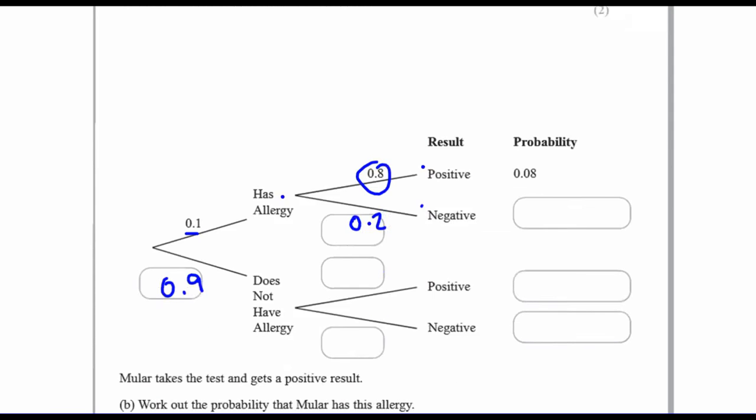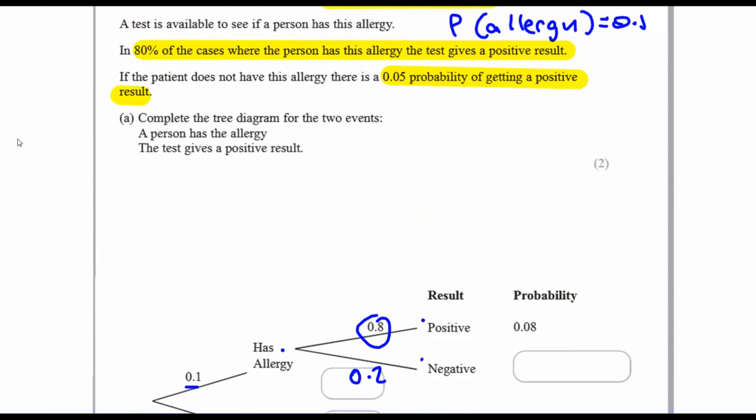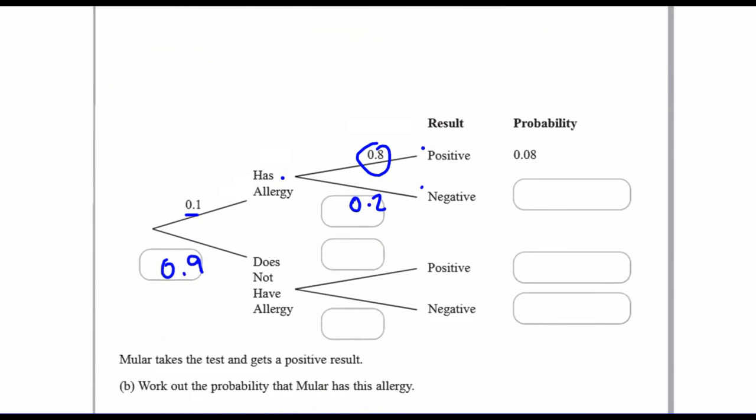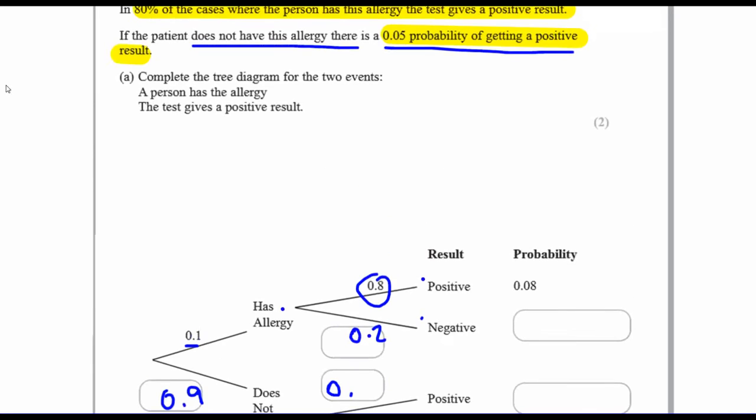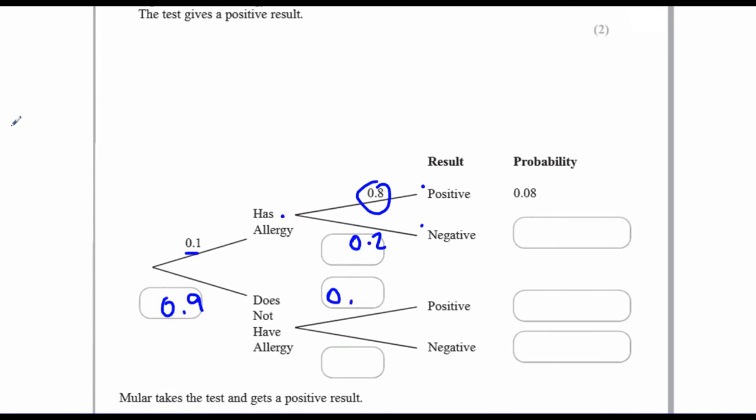Okay, let's read the question to get some extra information. If the patient does not have the allergy, 0.5 probability of getting a positive result, so this is going to be 0.05, not 0.5. And you can either be positive or negative again, so the others have to add up to 1, these 2, only 2 possibilities.